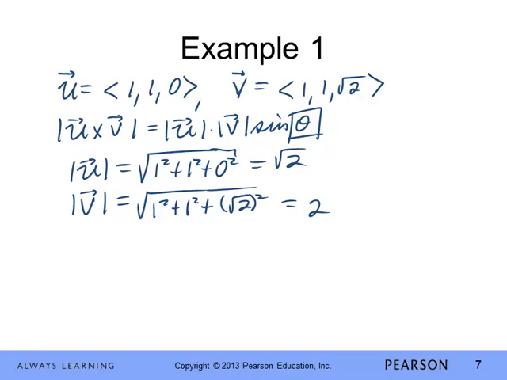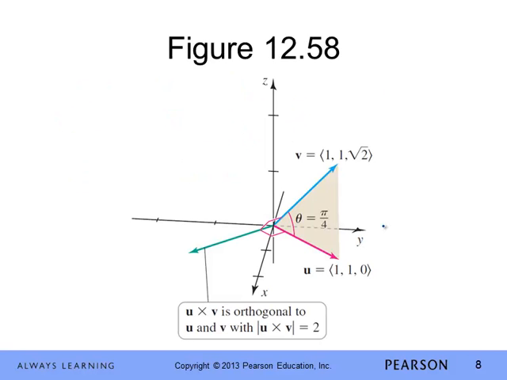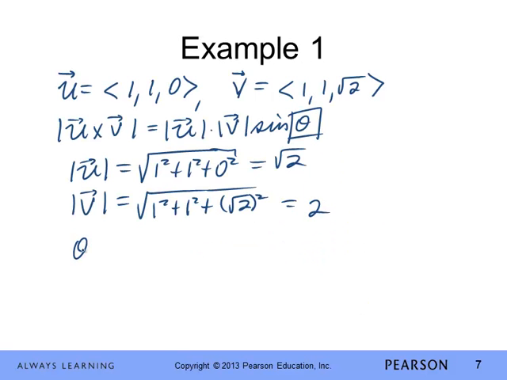So let's take a look at this picture. This is figure 12.58 in your textbook. Here's vector u, and here's vector v. All right, what is this angle in between those two vectors? Pi over 4, right? You can use your trigonometry skills to figure that out. But the angle between u and v is pi over 4. So let's go back. Theta is equal to pi over 4.